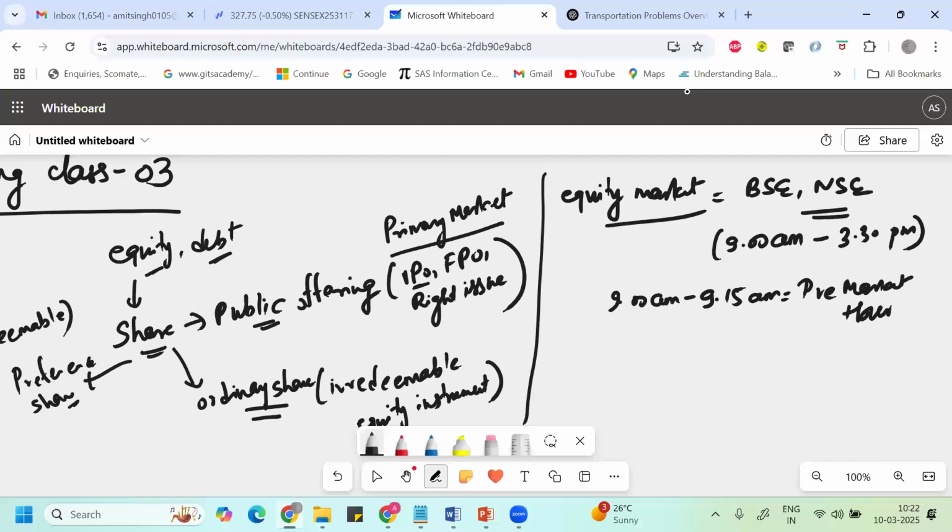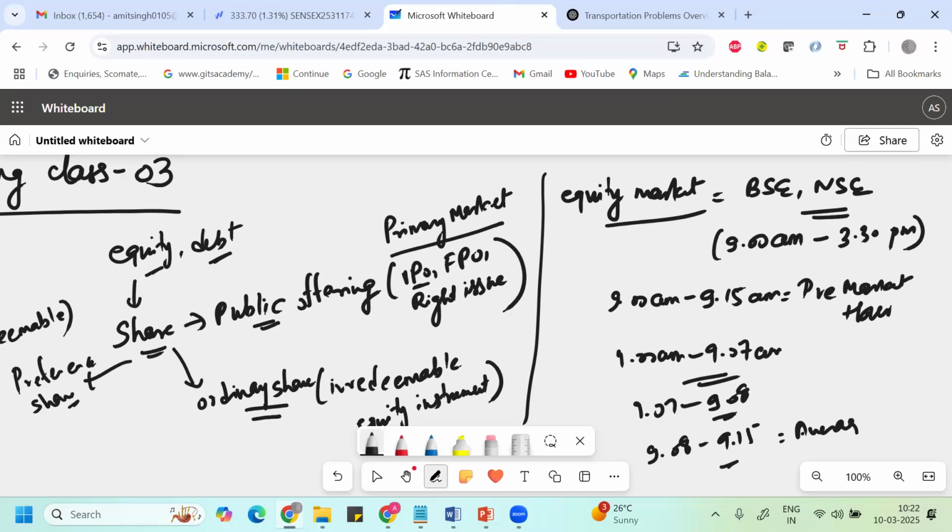Okay, basically from 9 o'clock to 9:07, you can place an order. Like you, everyone around the world who is trading over BSE and NSE will place orders. Once all orders are placed by 9:07, then for 1 minute, from 9:07 to 9:08, the exchange computes the average of the orders placed, and from 9:08 to 9:15 we can see the averaged order price.